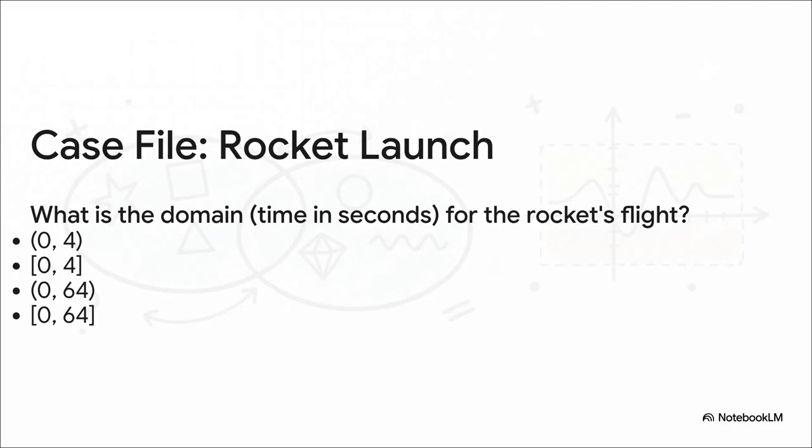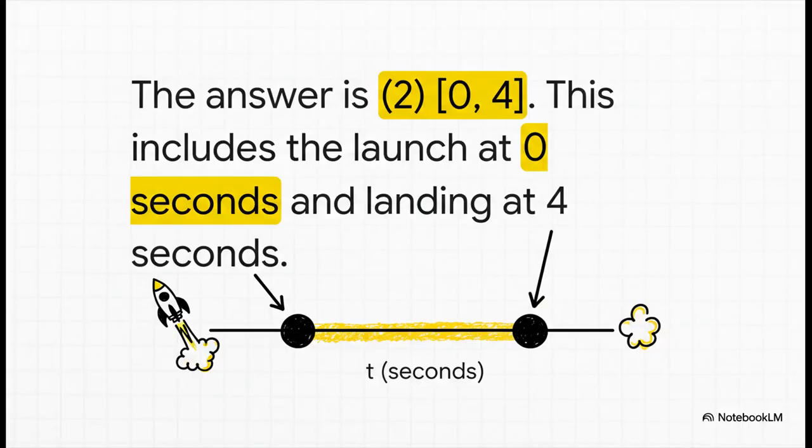Okay, last case file for today. This graph is showing us a rocket's flight, its height over time. Our input here is t, for time. The question is, what is the domain? What's the complete chunk of time that this graph is describing? And hey, pay close attention to those little brackets and parentheses in the answers. They matter. The answer is option 2.